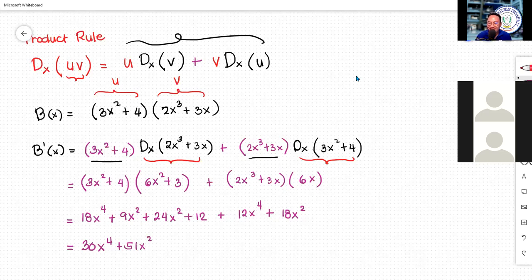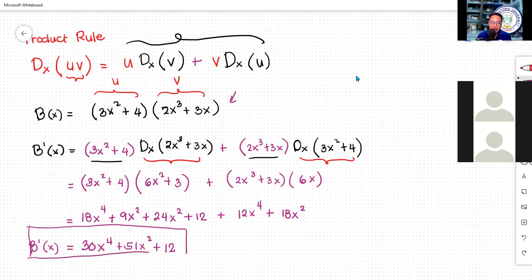And then lastly, the last term, which is 12, is still part of the final answer. So basically, the derivative of this form here is 30x to the power of 4 plus 51x squared plus 12. There. Any questions so far for the product rule?